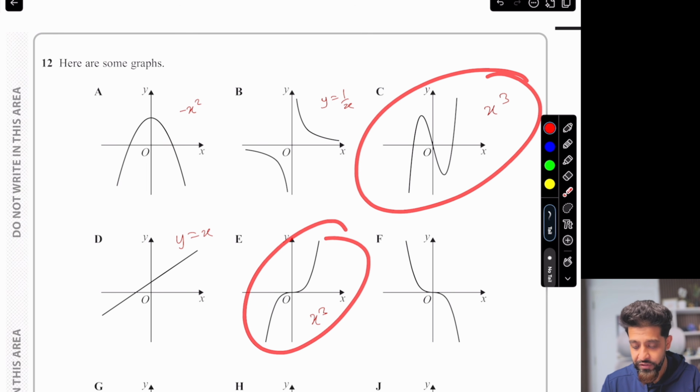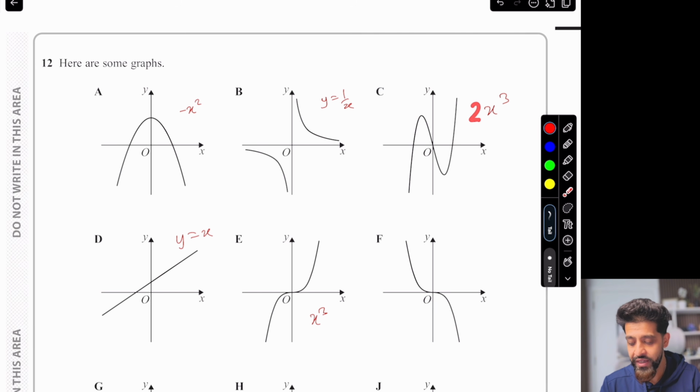All right, but what's the difference is it's going to have other bits to it. It might be like 2x cubed plus 3x, something like that. Okay, that's it. But the main thing is the fact that it's got a cube in it. This one again is a cube, but it's a negative cubed.